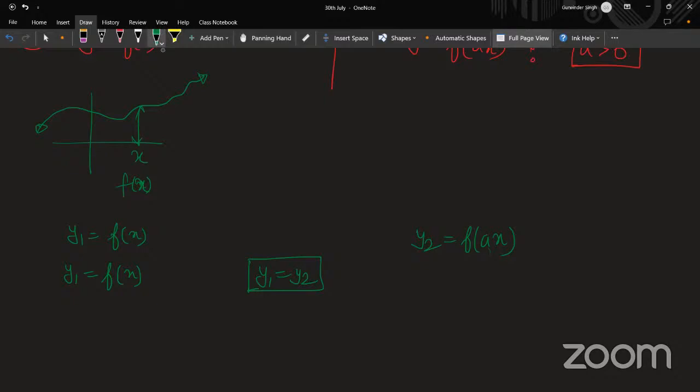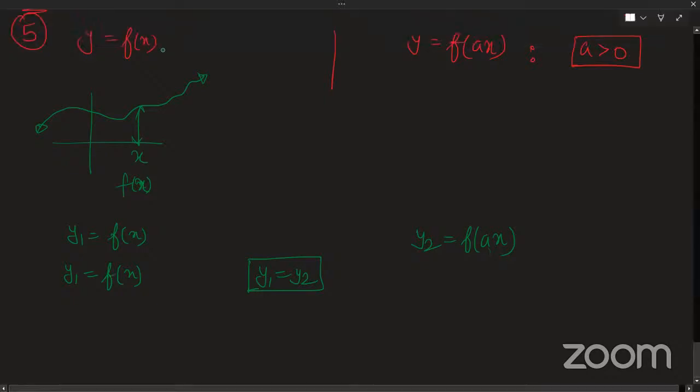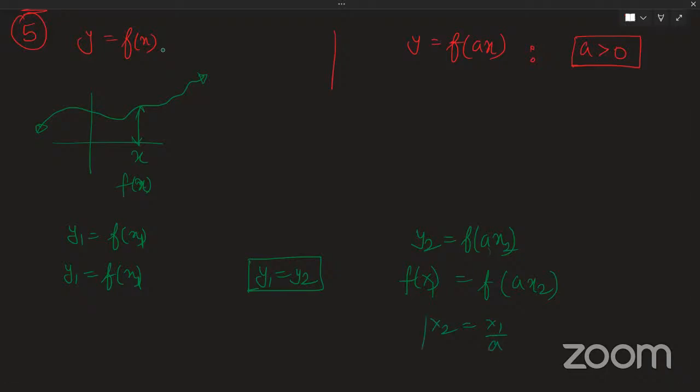See, y1 is f of x, okay? And I am telling you what value of x you should put so that you get y1 and y2 equal. So basically my y2 will also be equal to f of x. So my f of x should be equal to, call this x1, and call this x2. So it is f of x1 is equal to f of a times x2. So can I say my x2 will be equal to x1 by a? I have called them x1 and x2, okay?